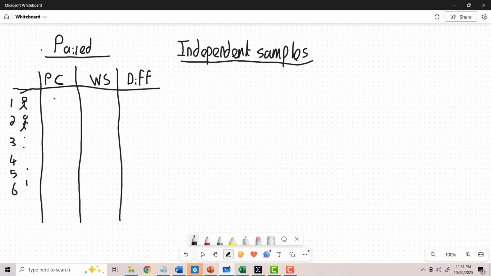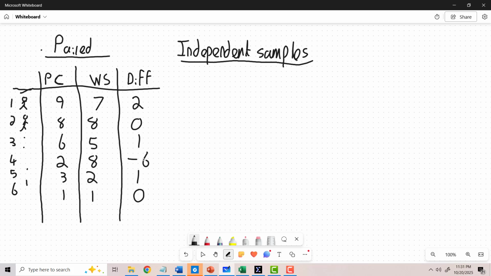And so say, for example, the first person, prawn cocktail is obviously the best flavor of crisps. Chips, we're going to go from 1 to 10. This is going to be a 9, and this is going to be a 7, and the diff is going to be 2. Then we're going to have 8, 8, 0, 6, 5, 1. And then this person doesn't know what's happening, so they make a bad decision and they prefer Worcester sauce. And then maybe this is 3, 2, 1, and then 1. This person just doesn't like these chips, so that's a 0.